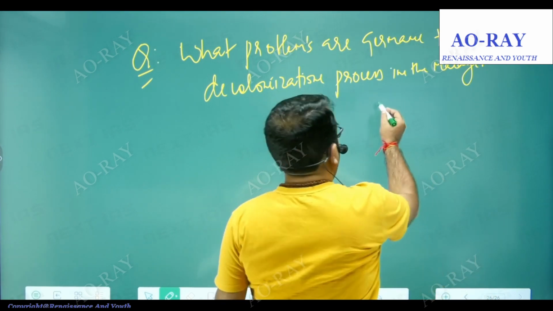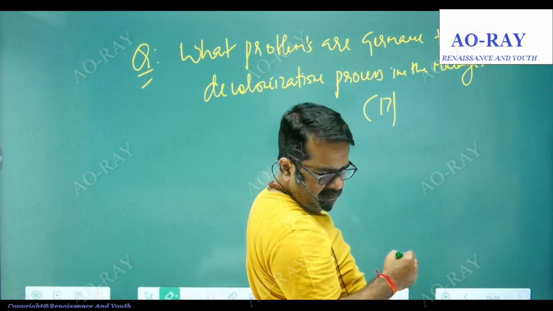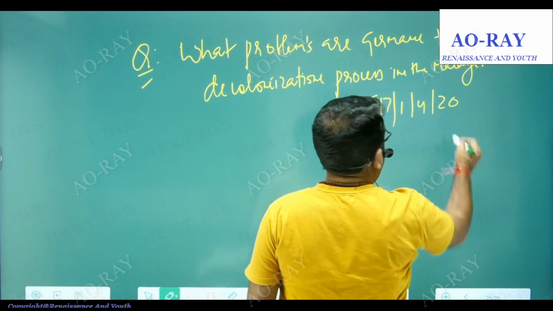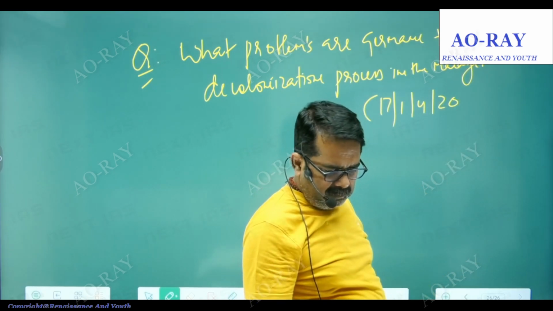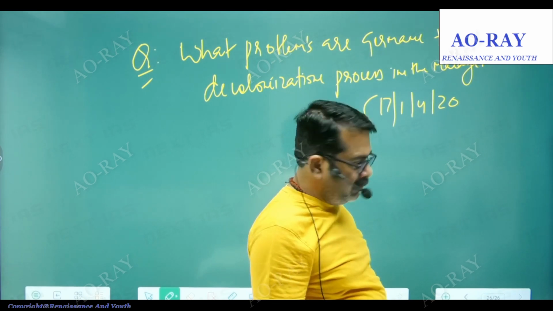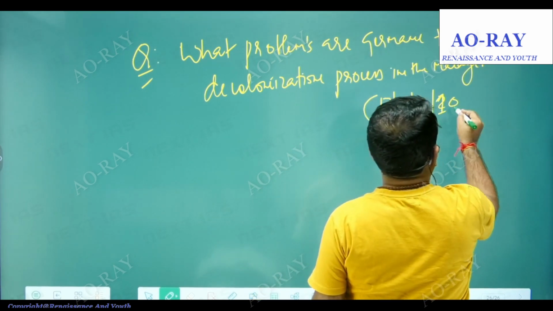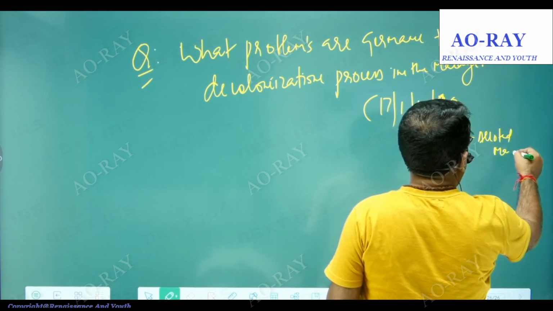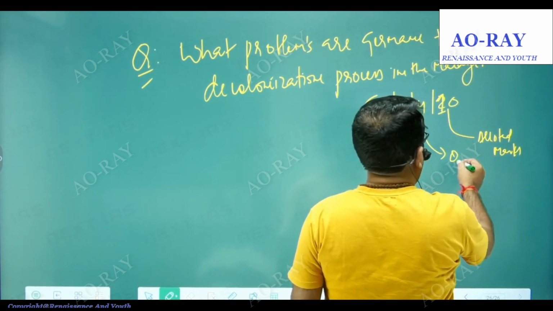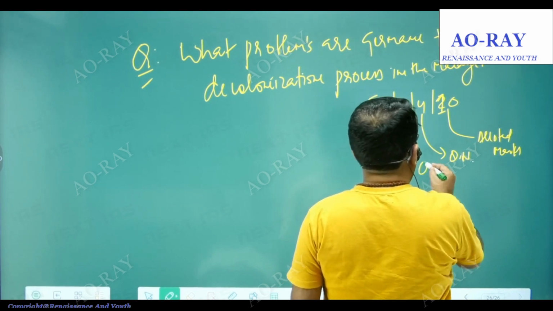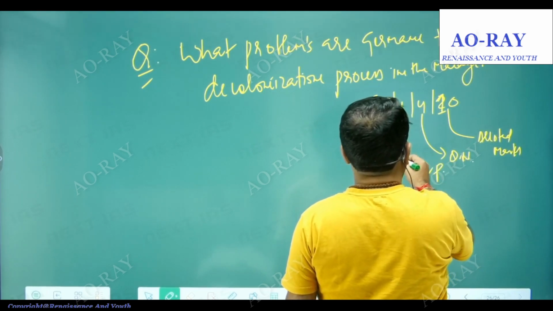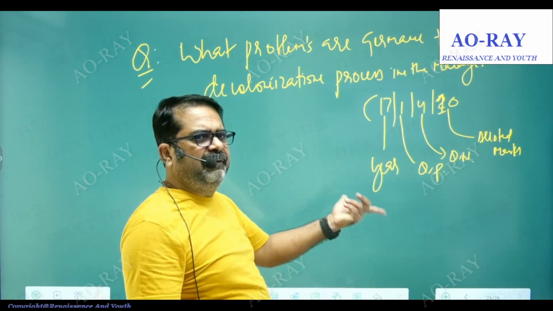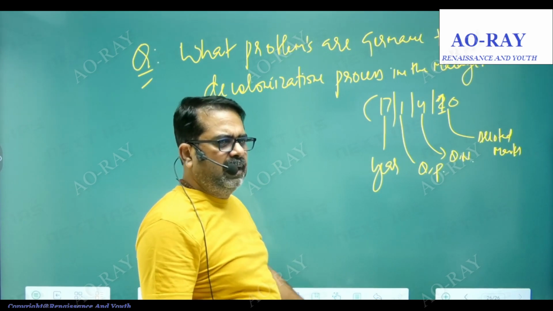So what they do, they write here, 17, 1, 4, 20. Sorry, 10. This means allotted marks. This is question number. This is question paper. This is year. And in bracket, they will give you the words. Word limit.